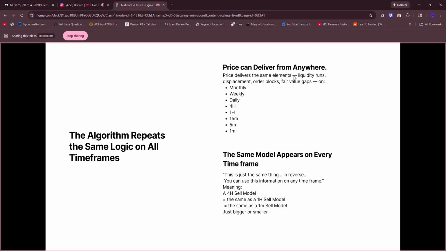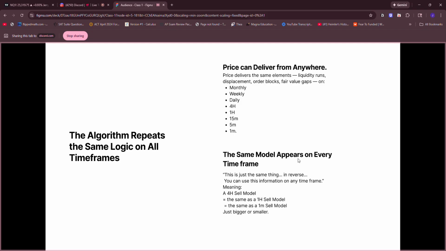The price delivers from the same elements, liquidity runs, displacement, order blocks, fair value gaps, on all these time frames, right? Monthly, weekly, daily, 4 hour, 1 hour, 15, 5, 1. Price has the same signatures regardless of what happens. I could show you a chart, I won't tell you the time frame, and you cannot guess if this was a monthly or a 4 hour or a 5 minute time frame, because there's no difference between a monthly and the 15-minute.